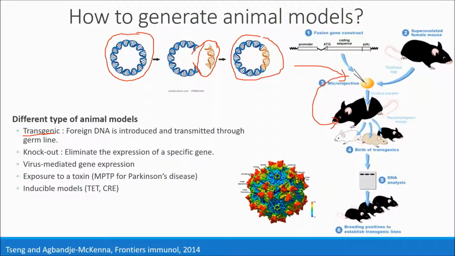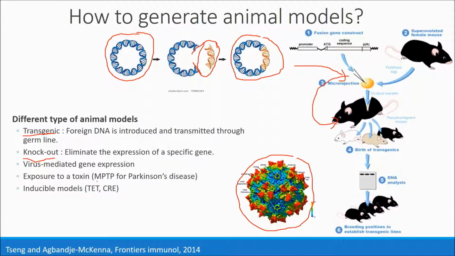We can also do almost the same technique for knockout. Knockout, in fact, is to eliminate the expression of a gene. So instead of introducing a new gene as with transgenic animals, we are knocking down, so we are eliminating the expression of the protein. Another way is to use virus. We can introduce plasmids into virus and infect the mice with this virus, so the gene can be expressed in all the cells.